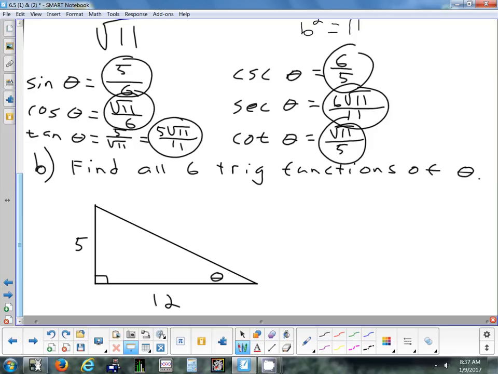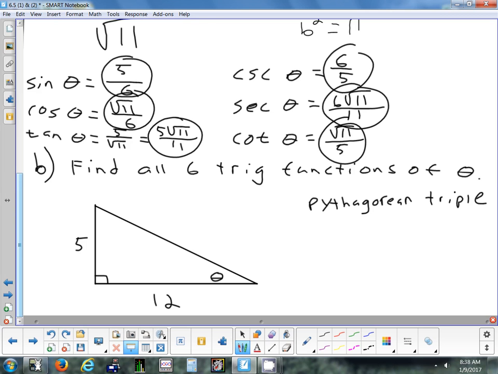Okay, did anyone know the hypotenuse of this one? 13. How do you know that? Yes, this is a Pythagorean triple. What does that mean? Well, if you have 3 numbers, what does it mean if they form a Pythagorean triple? There are multiples also. Pythagorean triple. Well, I know what makes something a triple though?